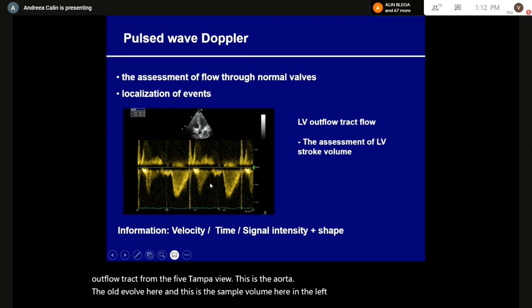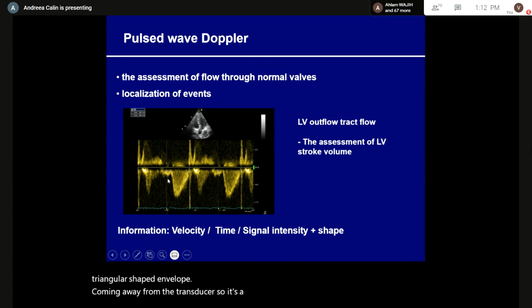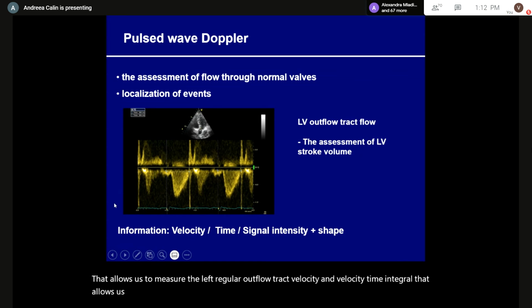And you can see this triangular shaped envelope coming away from the transducer, so it's a negative envelope that allows us to measure the left ventricular outflow tract velocity and velocity time integral that allows us to measure the left ventricular stroke volume.